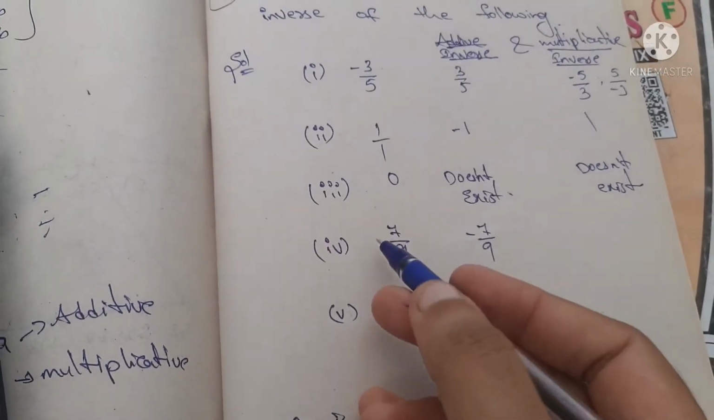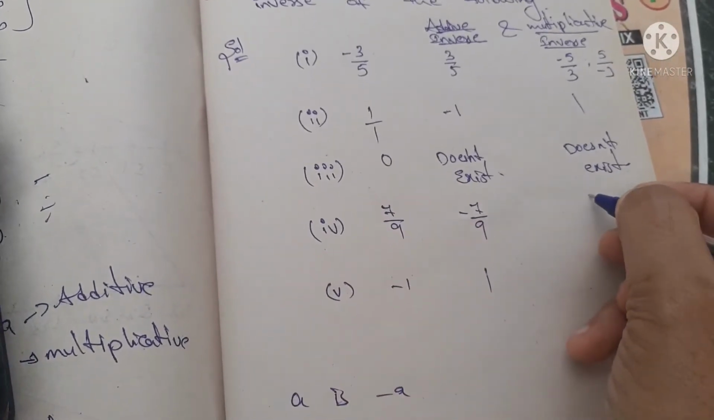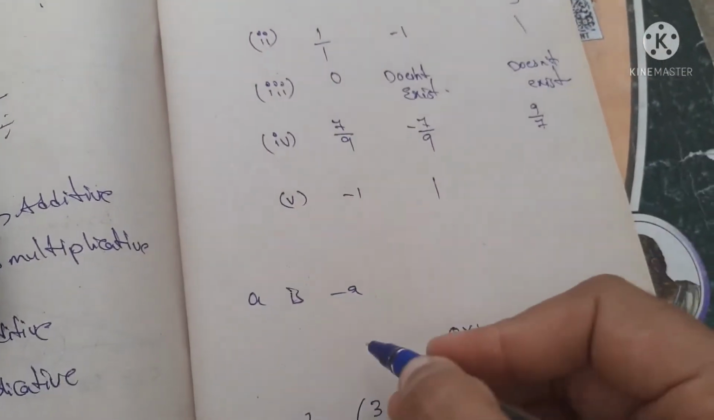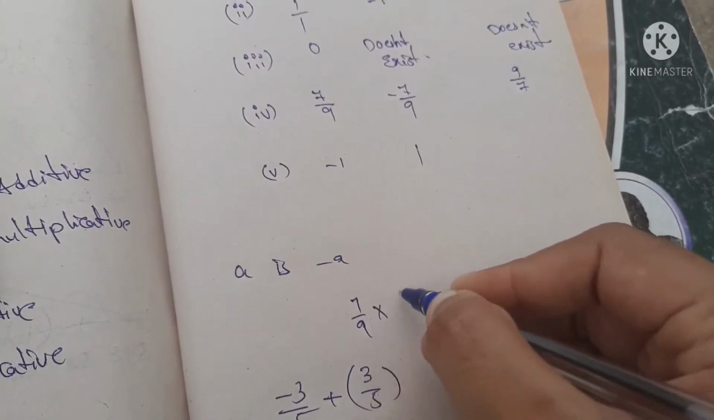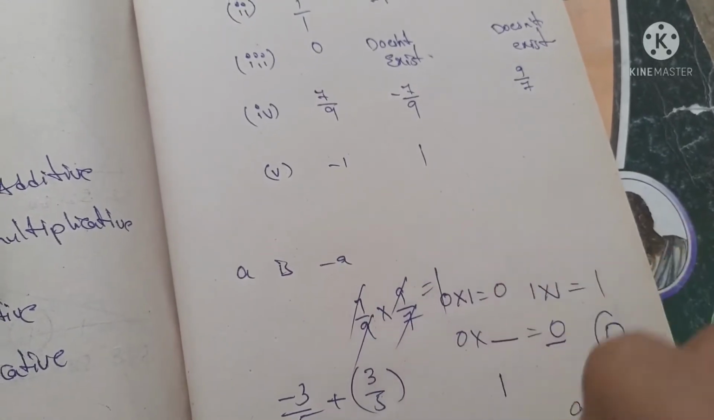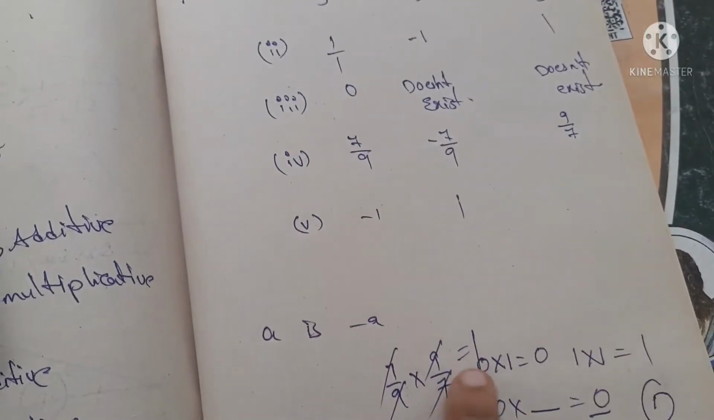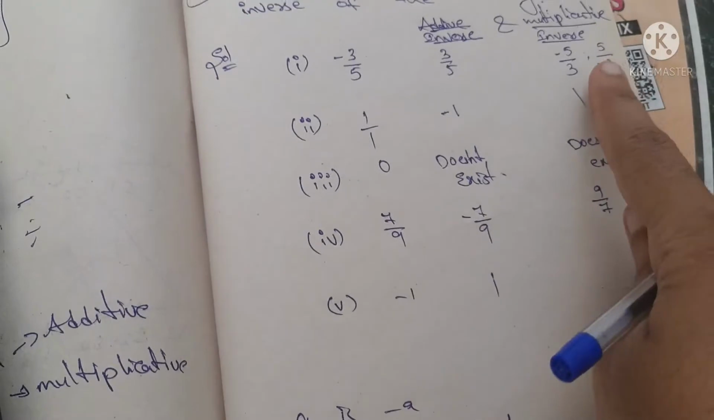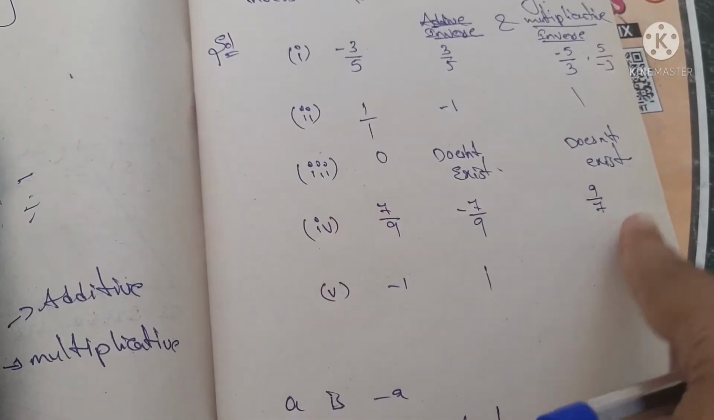Okay, and next, 7 by 9. So 9 by 7. Let us see here. 7 by 9 times 9 by 7. 9 gets cancelled, 7 gets cancelled. The answer is 1. Okay. Multiplicative identity is 1. So the multiplicative inverse of 7 by 9 is 9 by 7.